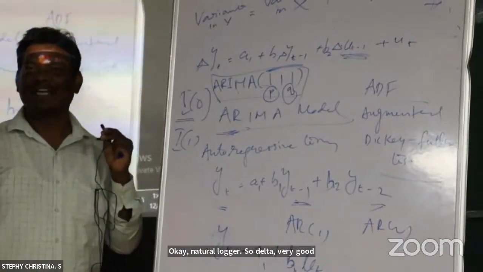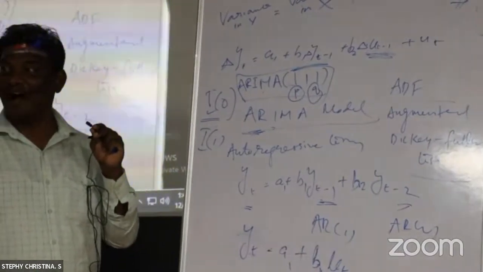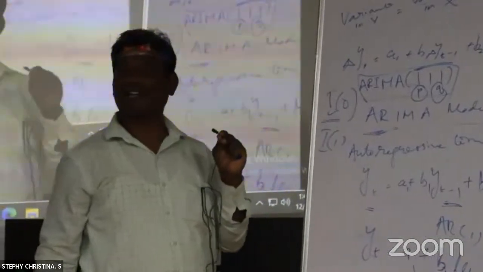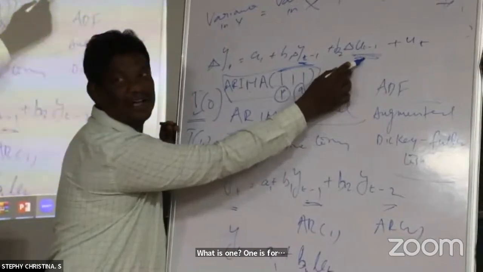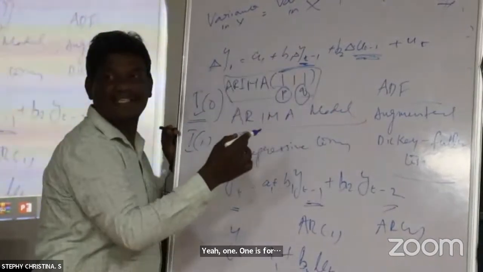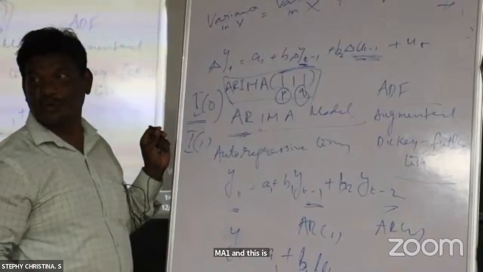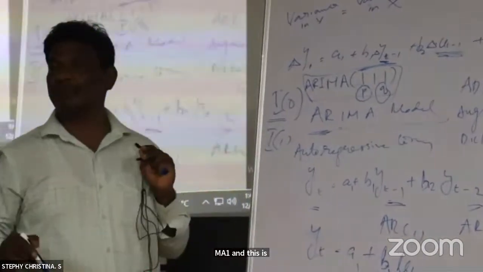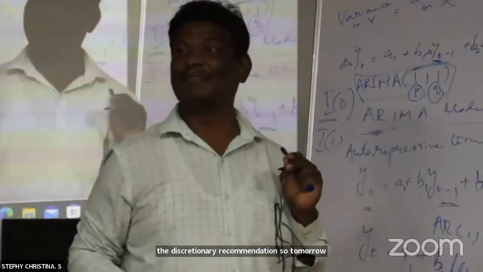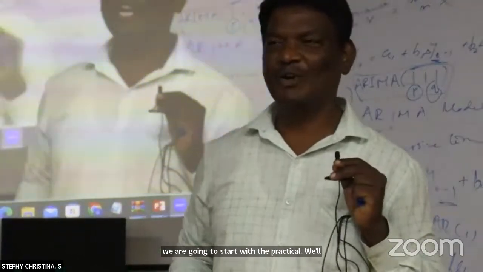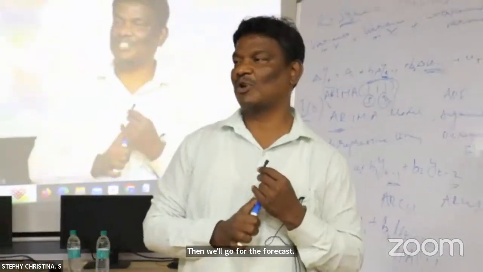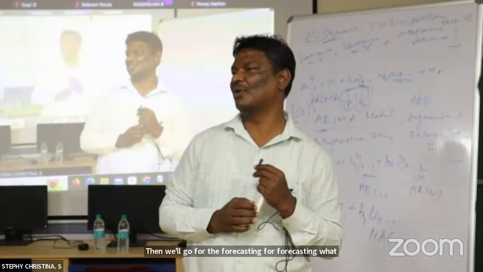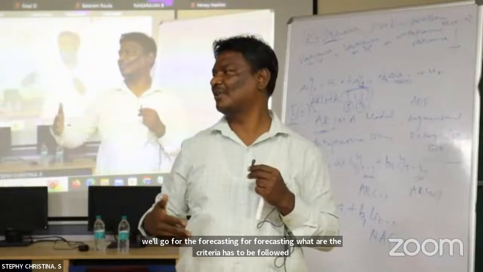Okay. So this is the ARIMA 1-1-1 model. What is 1? 1 is for AR1, 1 is for MA1, and this is the stationarity condition. So tomorrow we are going to start with the practical. We'll identify which model is the suitable model. Then we'll go for the forecasting. For forecasting, I'll tell you what criteria are to be followed.